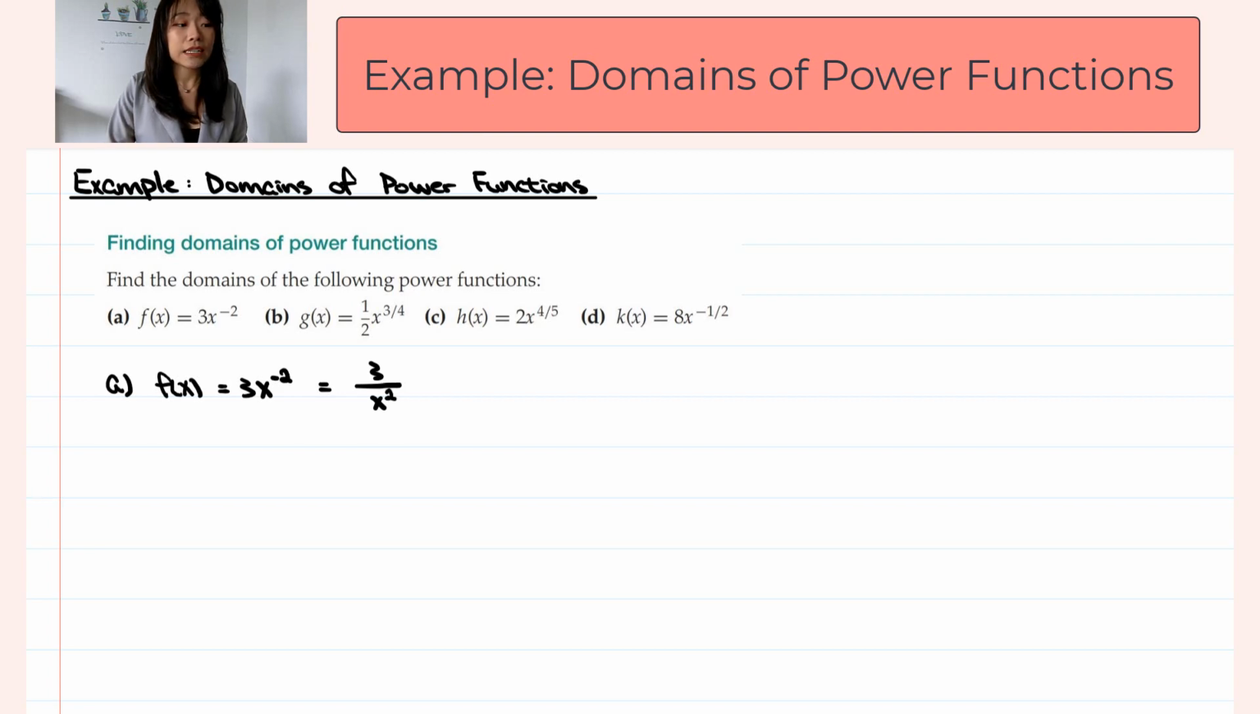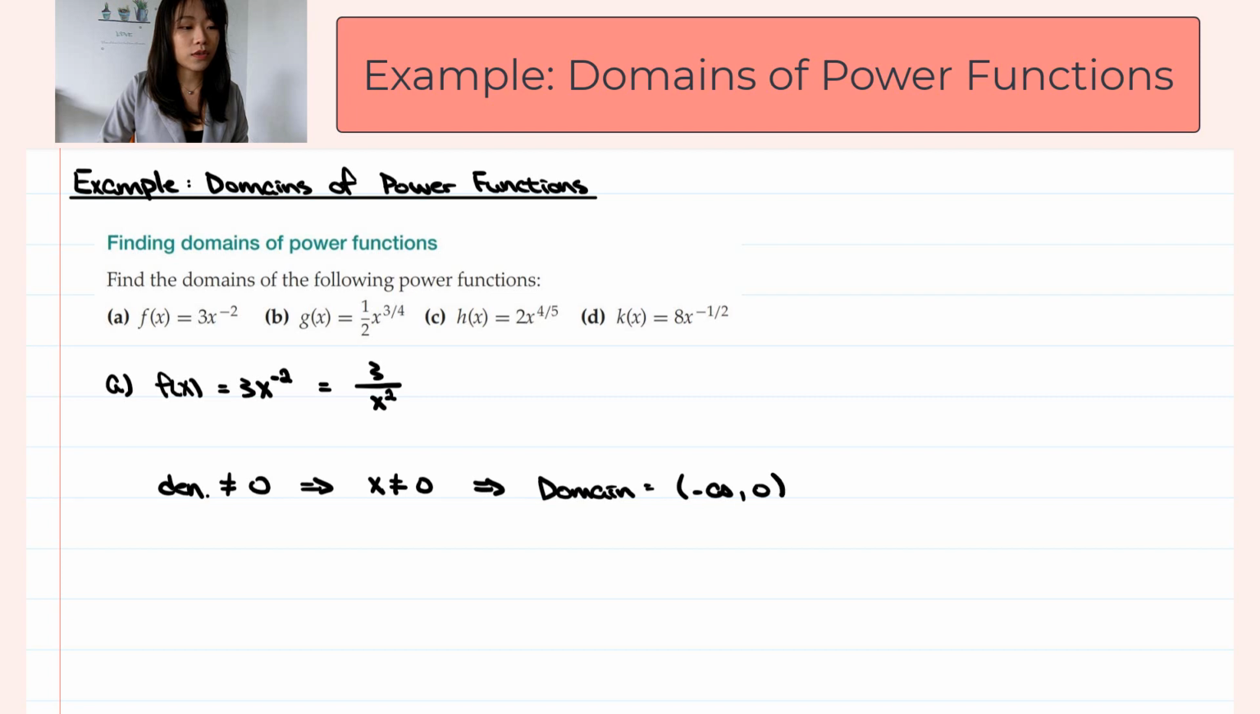The variable x is in the denominator, and we can never have a zero denominator. So now we have a constraint on x. The denominator cannot be 0, which means x squared cannot be 0, so x cannot be 0. So, if we use interval notation, the domain would be from negative infinity to 0 exclusive, union 0 to infinity.